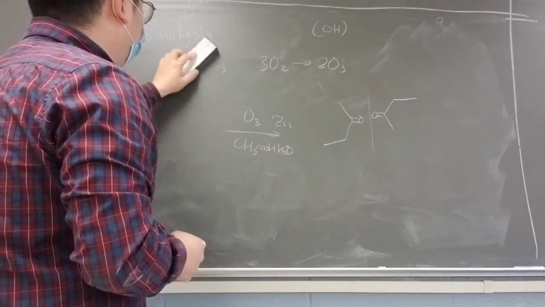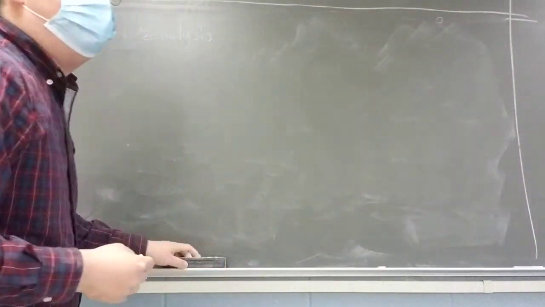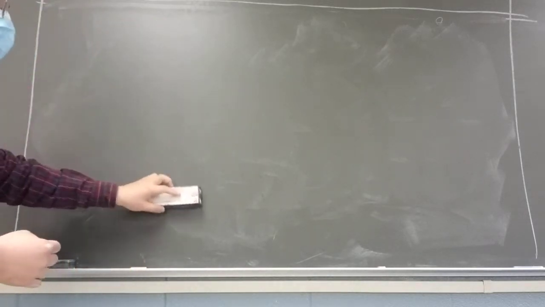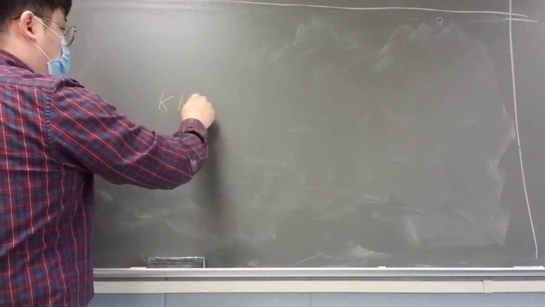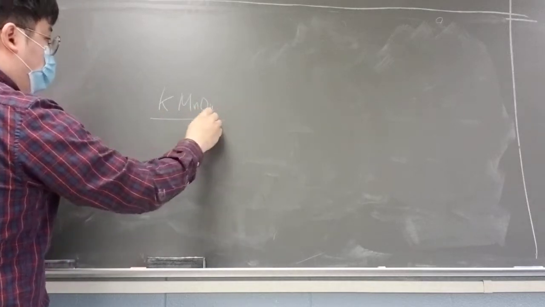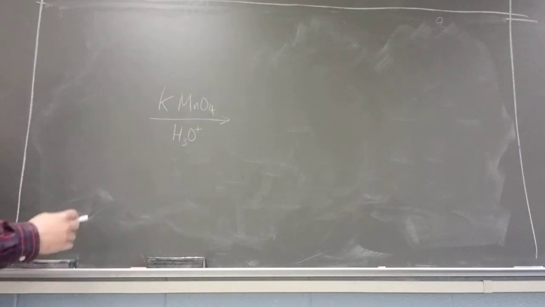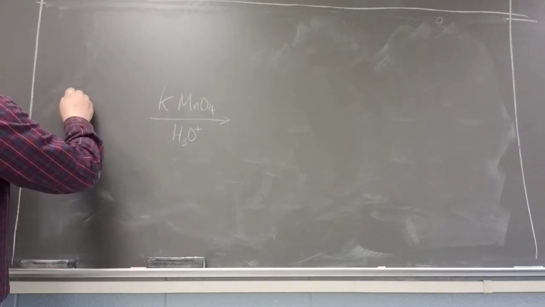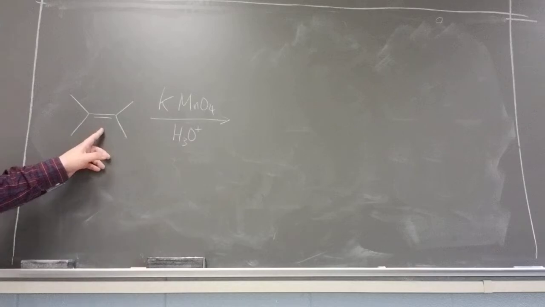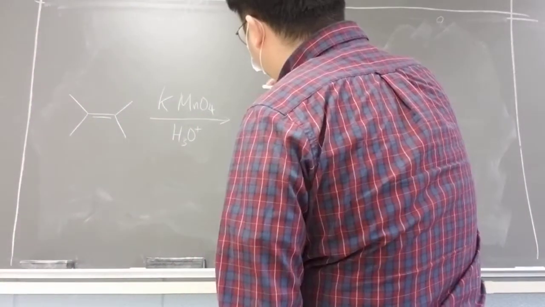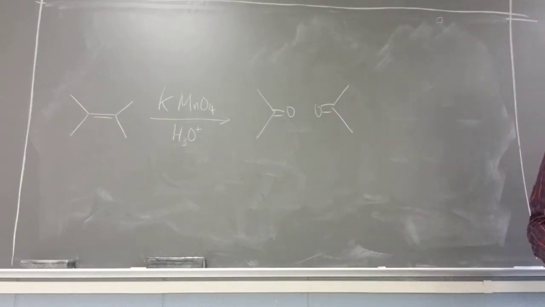So let me show you a very similar one. This is also where we try to cleave the double bond, but we're going to use potassium permanganate here. Most importantly, you have to do it in acidic conditions. So if this is the case, it's pretty much the same. You have a double bond in the middle here, and they will do a similar job. So that's the outcome.